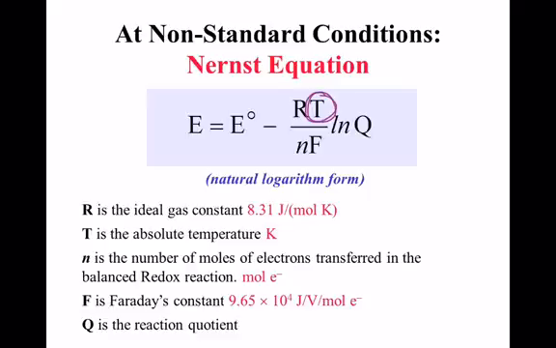So what you do is you take the E cell, this is what we've been calculating, and from that you subtract this quantity. You recognize R as a constant, F is a constant, n is the number of moles of electrons that are transferred, given off or gained during oxidation reduction. T is the temperature, and this Q is like our QC. It's describing our equilibrium. It's our snapshot. It's our reaction quotient that we talked about before.